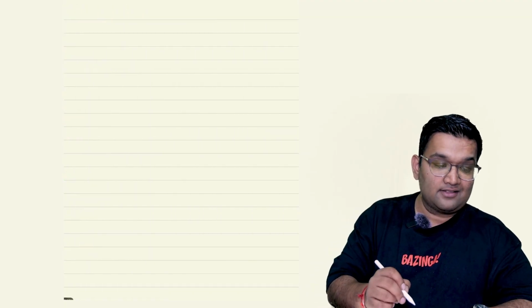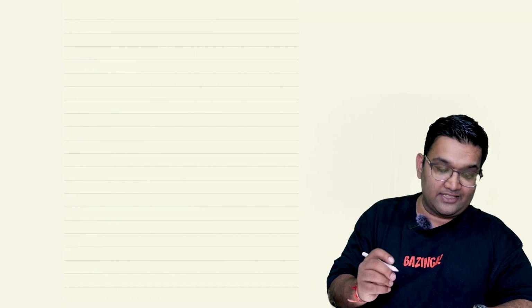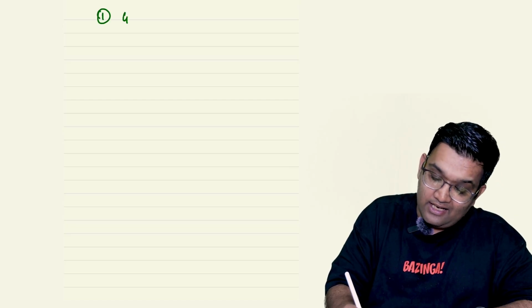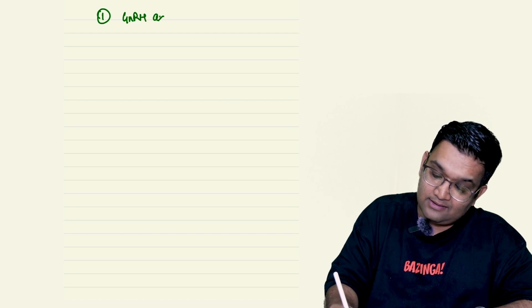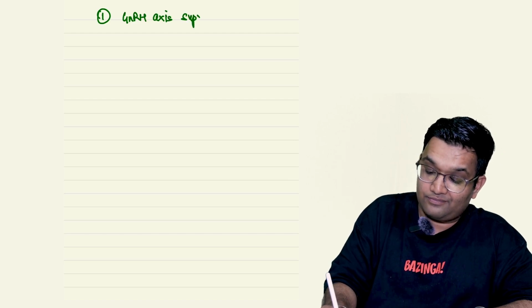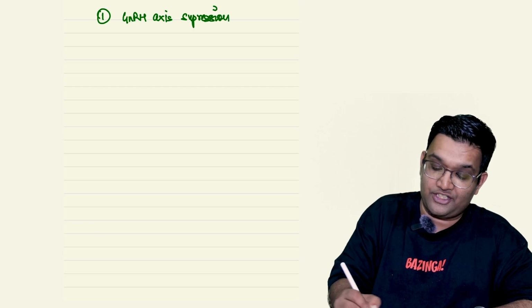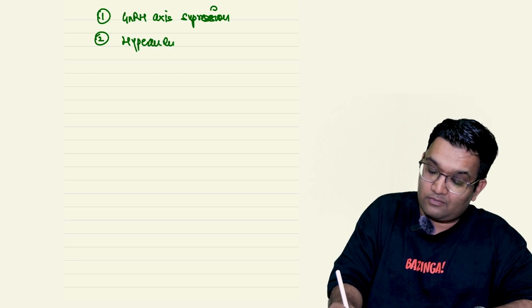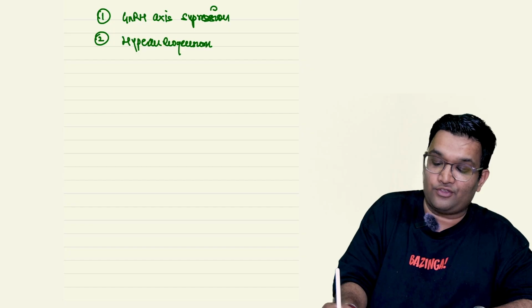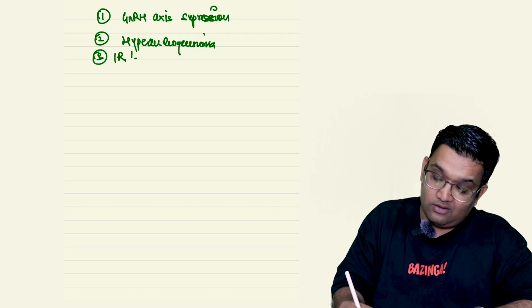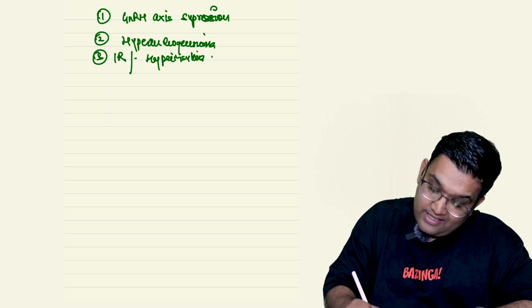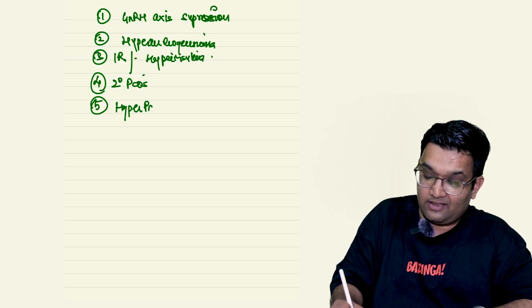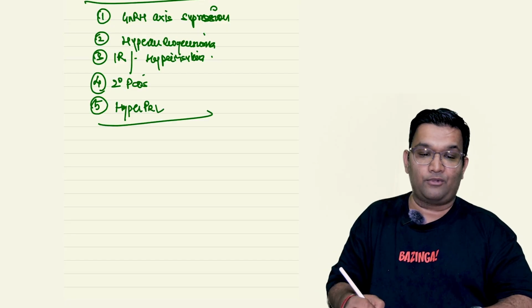Other factors that will affect this kind of presentation. Apart from the GnRH axis suppression, the second is hyperandrogenemia, so the same causes as hirsutism. Then insulin resistance and hyperinsulinemia. Secondary PCOS can occur. Hyperprolactinemia can occur. These are the causes of menstrual abnormalities.